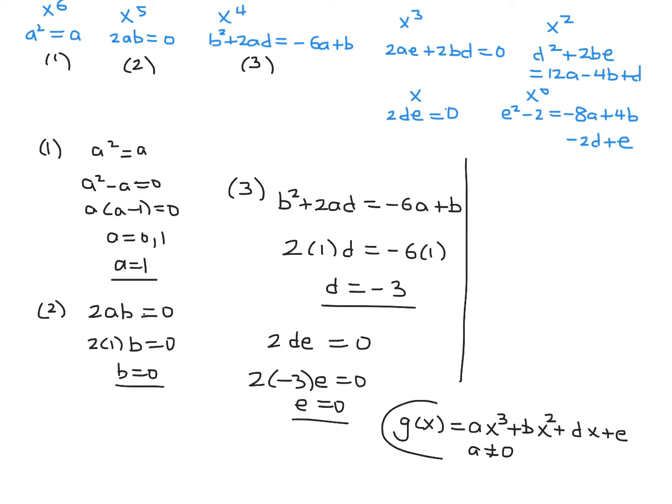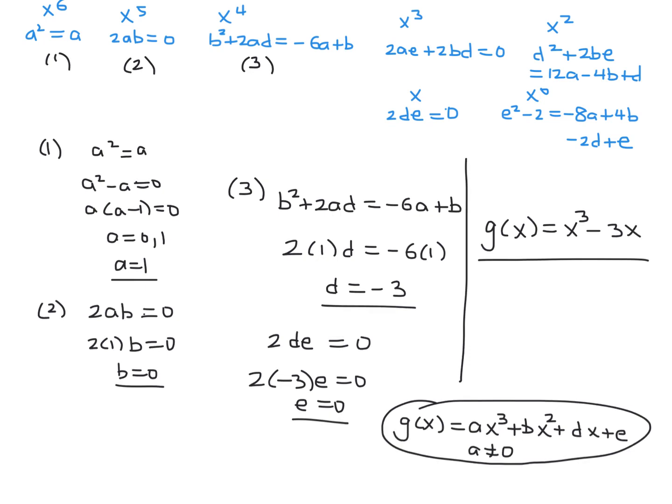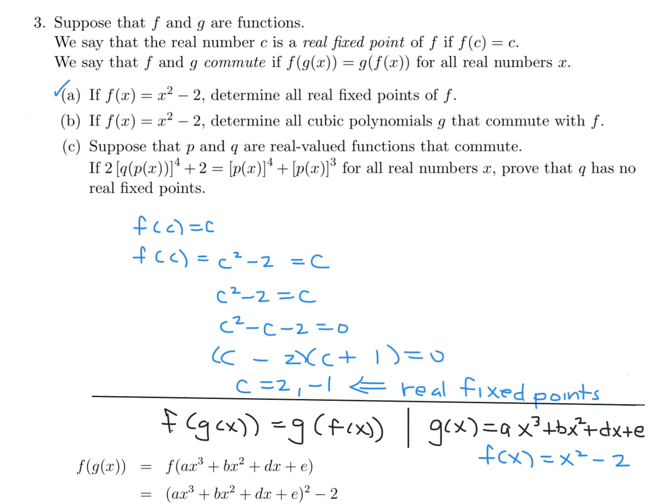So substituting them into here, that means g at x is equal to x to the power 3 minus 3x. Yeah, that's it. And therefore, that is the cubic polynomial. Let's go back to the question. It is the cubic polynomial g that commutes with f.